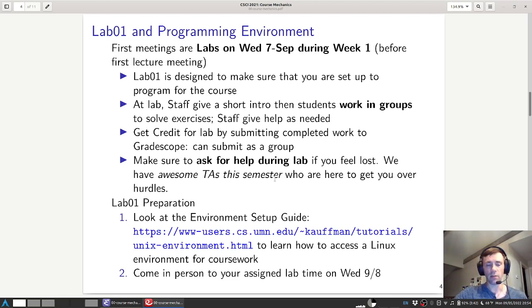If you're not looking necessarily to get started right away on Lab 1, then you can also look at how to access the Unix environments that you'll be using in terms of programming and so forth. And I guess I should update this date. It should be September 7th, not September 8th. On Wednesday, those first labs will meet.